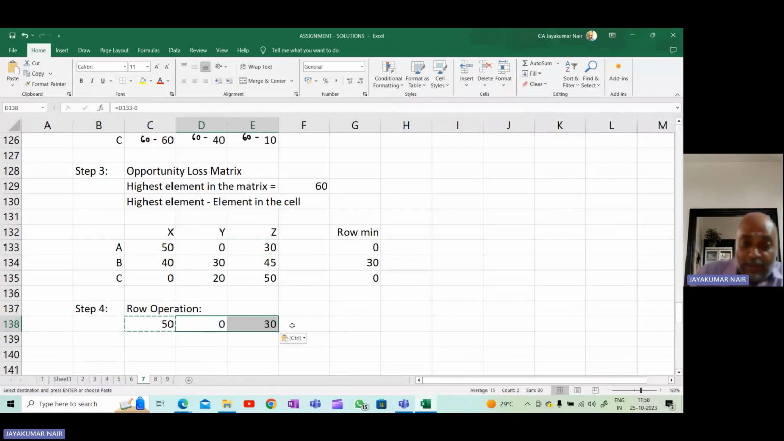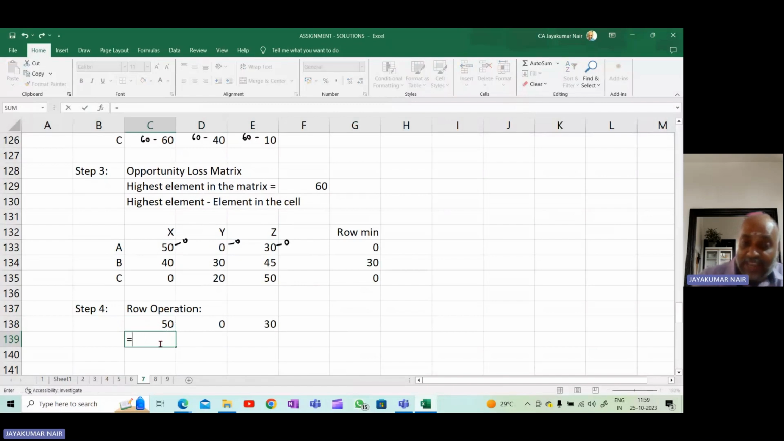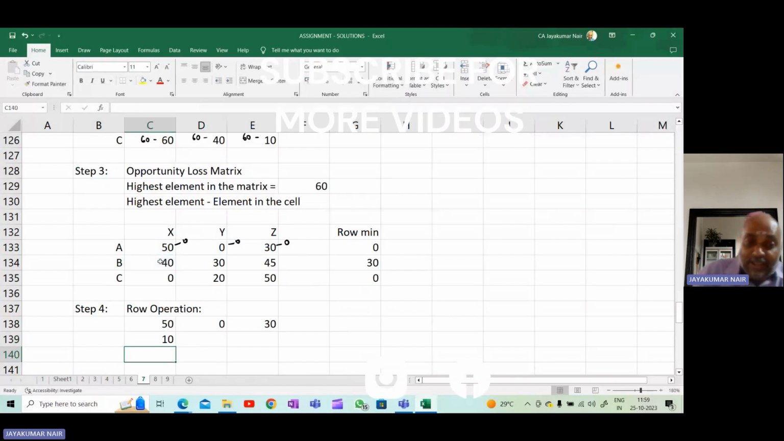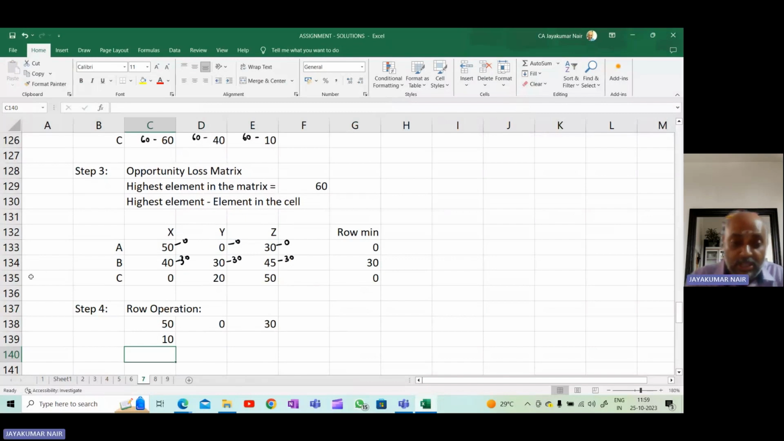So what do we do? For the first row, it will be 50 minus 0, 0 minus 0, and 30 minus 0. That's what I have done. Now when I come to the second row, the elements are 40 minus 30, 30 minus 30, and 45 minus 30, because 30 is the row minimum. So you have to do this for the second row.